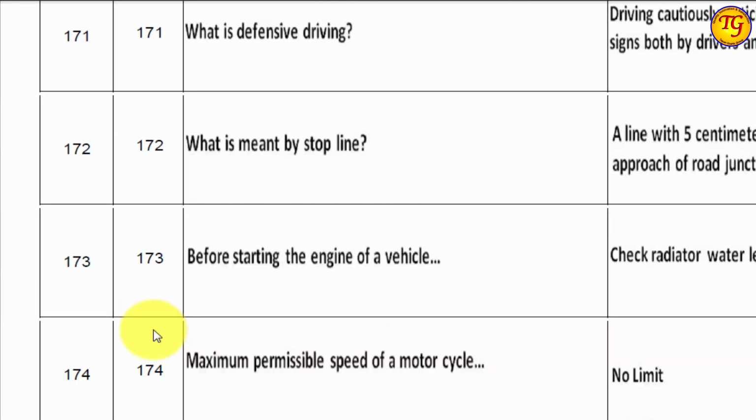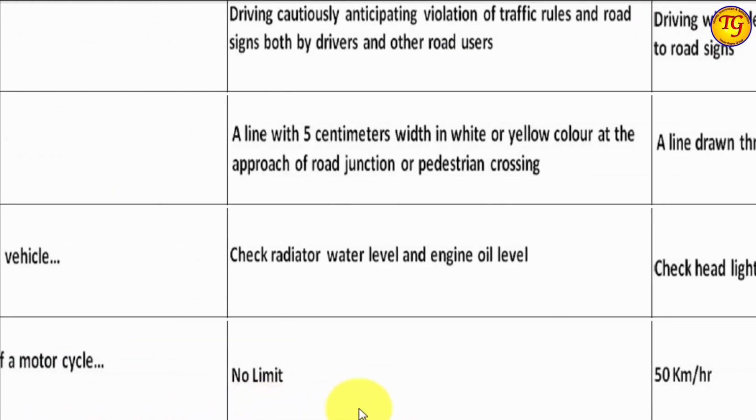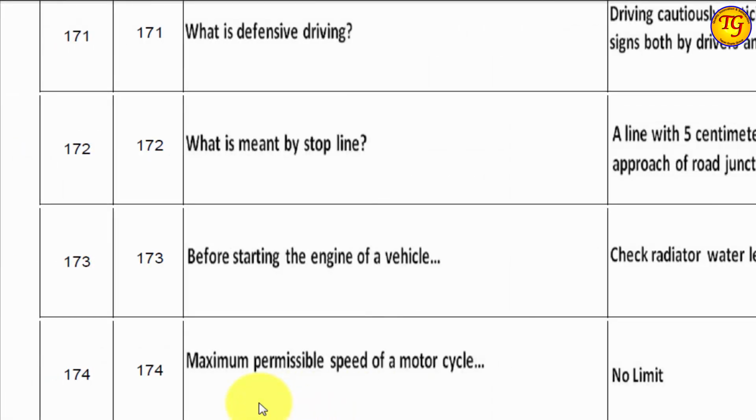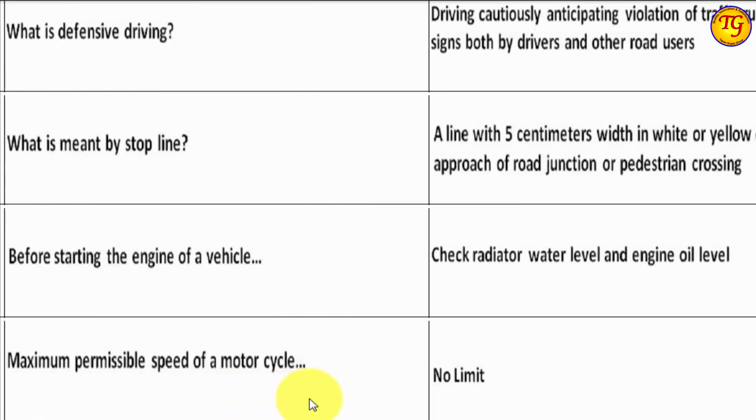So question number 172 says what is meant by stop line? A line with 5 centimeters width in white or yellow color at the approach of road junction or pedestrian crossing. So I think option number 1 is the correct one. Yes, option number 1 is the correct one. As you have seen, just before the zebra crossing, there's a white continuous line on the crossings.